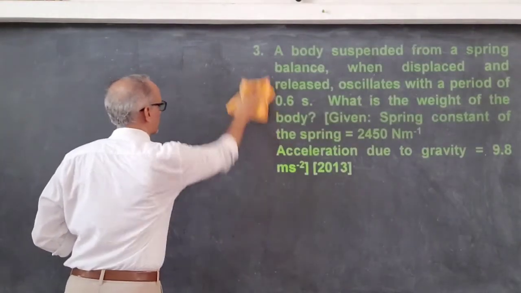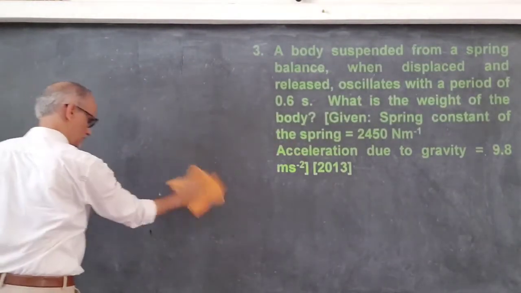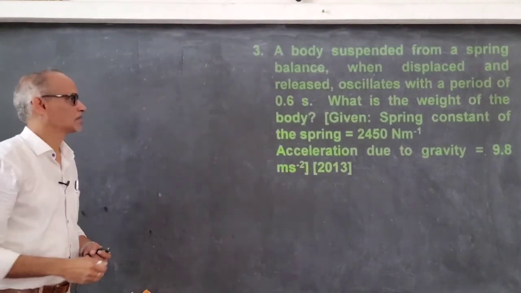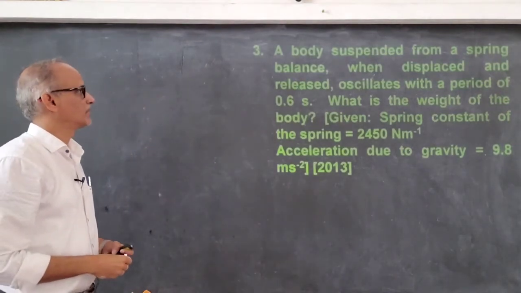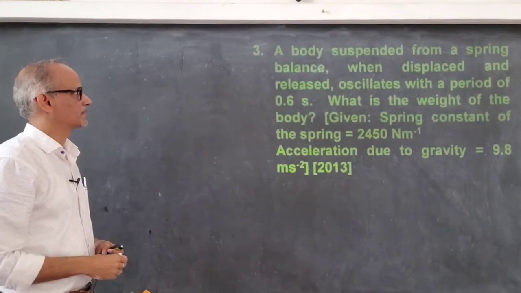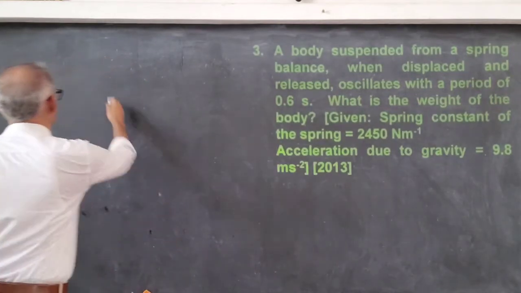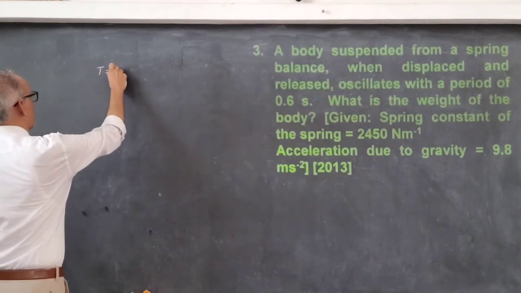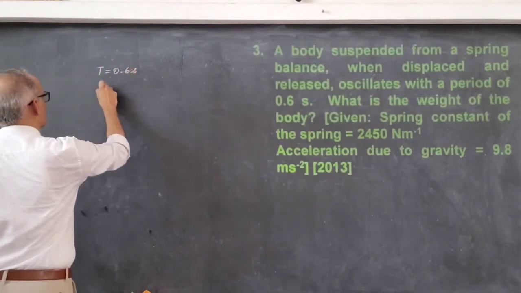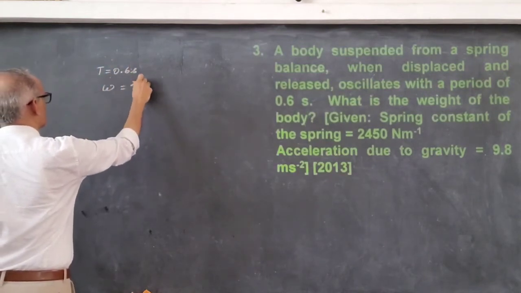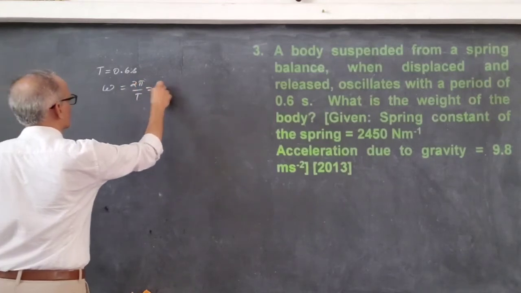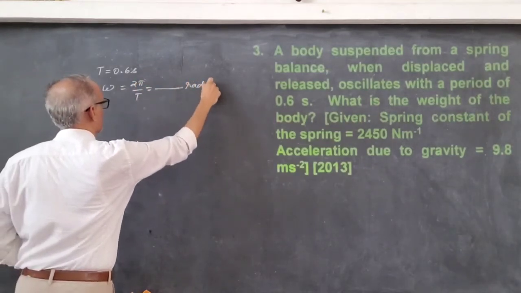Let's go for the next question, which is question number 3. A body suspended from a spring balance when displaced and released oscillates with a period of 0.6 second. So the time period of oscillation is given, 0.6 second. From this we can find omega, which is 2 pi by T. So that's in radian per second.